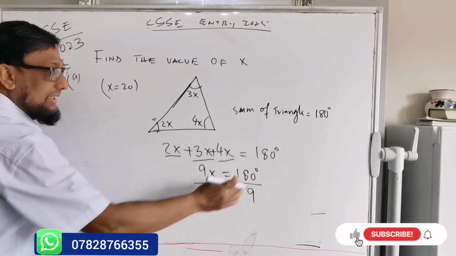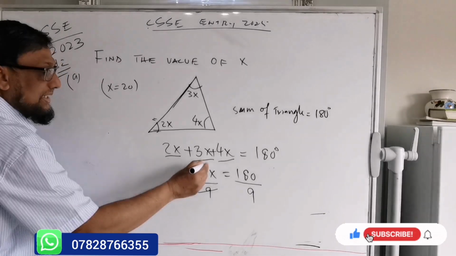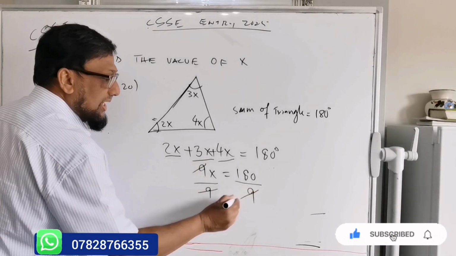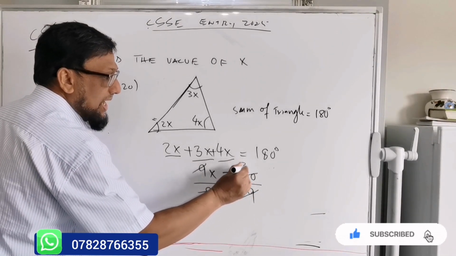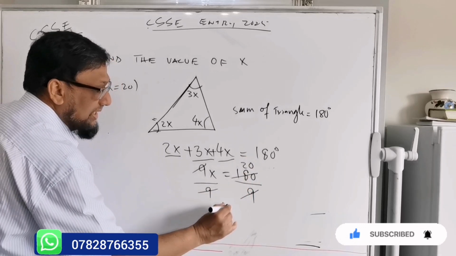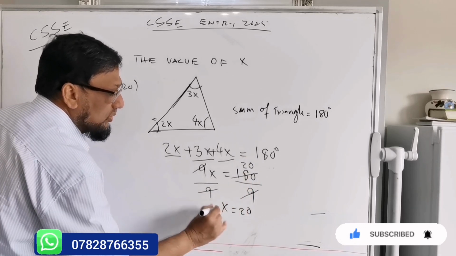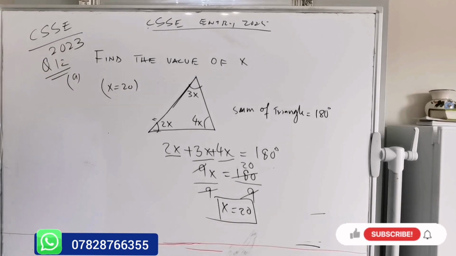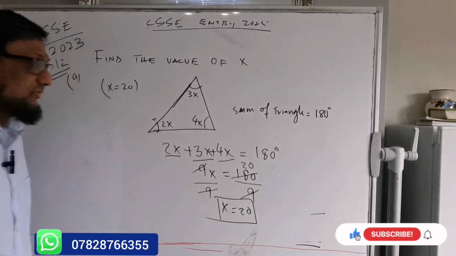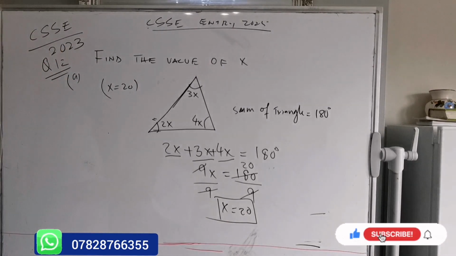When you divide by 9, the 9 cancels with this 9. So 9 times 2 is 18 and this is 0. So it means the x value is 20. So you can find the value of x as 20, and you can prove it as well.